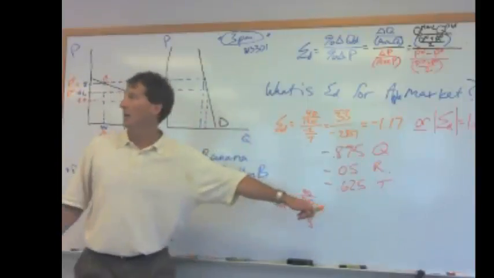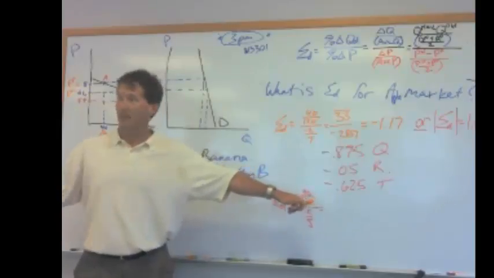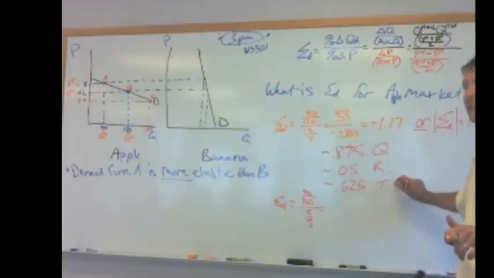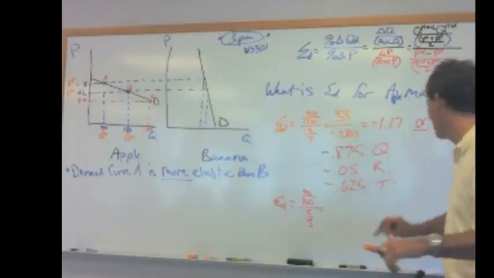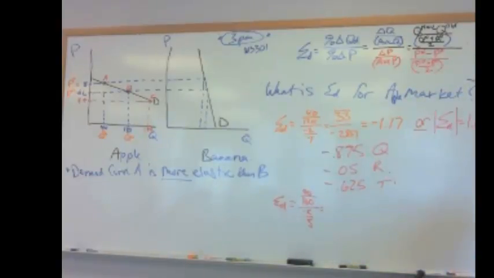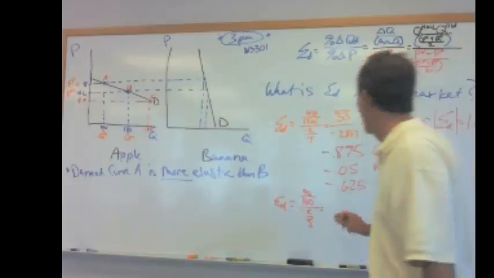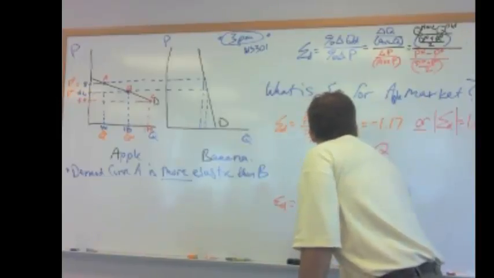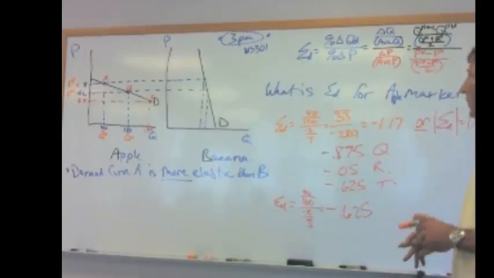Answer? It's negative 0.833. 625? Yeah, 625. So Quinn's got supporting Tanner? Everybody got Tanner? 625. Tanner's our winner, huh? Nice job. All right, so negative 0.625, which then in absolute value would be 0.625.